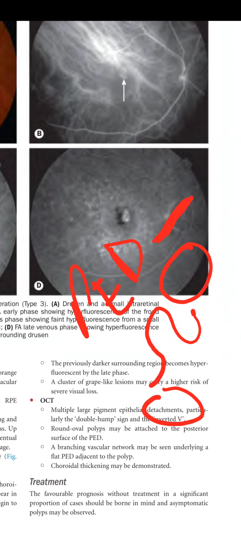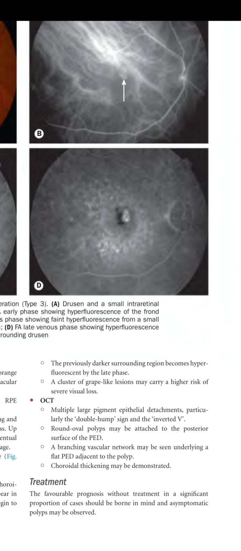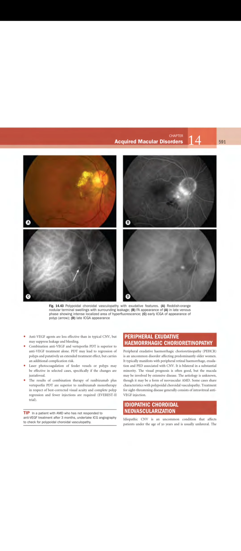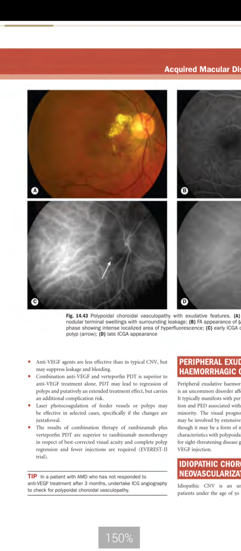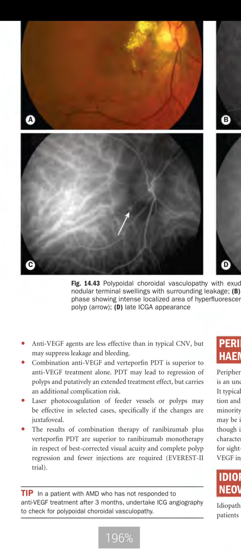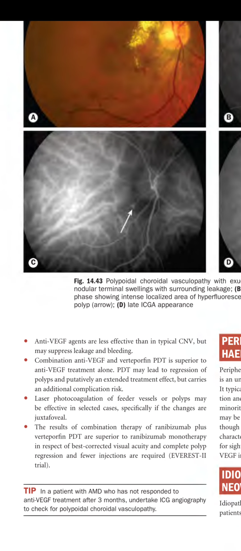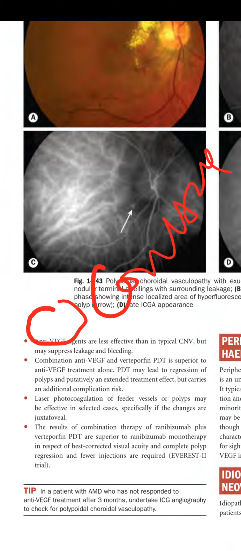Treatment: the favorable prognosis without treatment in a significant proportion of cases should be borne in mind, and asymptomatic polyps may be observed. So, even asymptomatic polyps can just be observed. Anti-VEGF agents are less effective than in typical CNV, but may suppress leakage and bleeding. So, anti-VEGF can be used if there is bleeding and leakage. Combination of anti-VEGF and verteporfin PDT is superior to anti-VEGF treatment alone. So, combined therapy is more effective than anti-VEGF therapy alone.